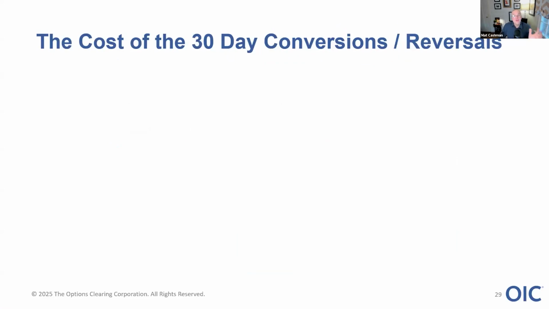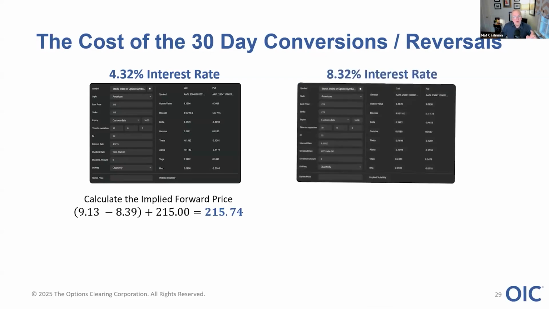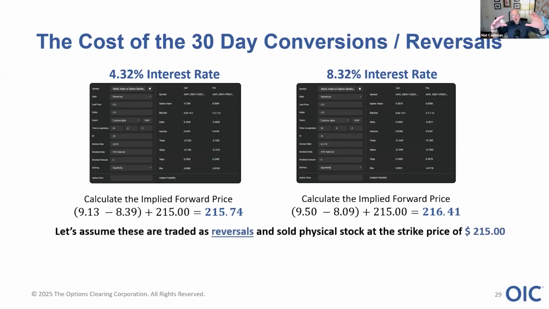Now, let's do that calculation just like we just did. These are all exactly what I just showed you. 215.74 for that 4.32% interest rate. And on the 8.32% interest rate, 216.41, $1.41. Now we're going to calculate from these two forward prices what's the price of the conversion or the reversal. So let's assume that you have these prices for the options that create the synthetic part of your actual position, and you're going to trade physical stock against them at the strike price of 215.